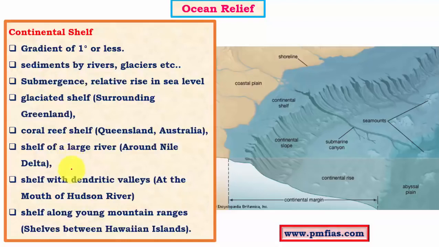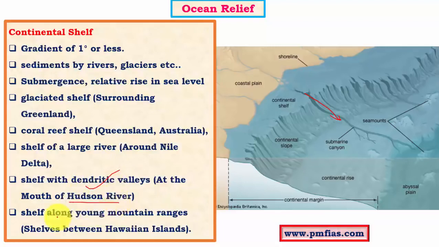And then we have shelf with dendritic valleys. We can see there are various canyons along the shelf region, and this gives rise to tree-like branching canyons, which are called dendritic valleys. The best example is the Hudson River, which is near New York City.